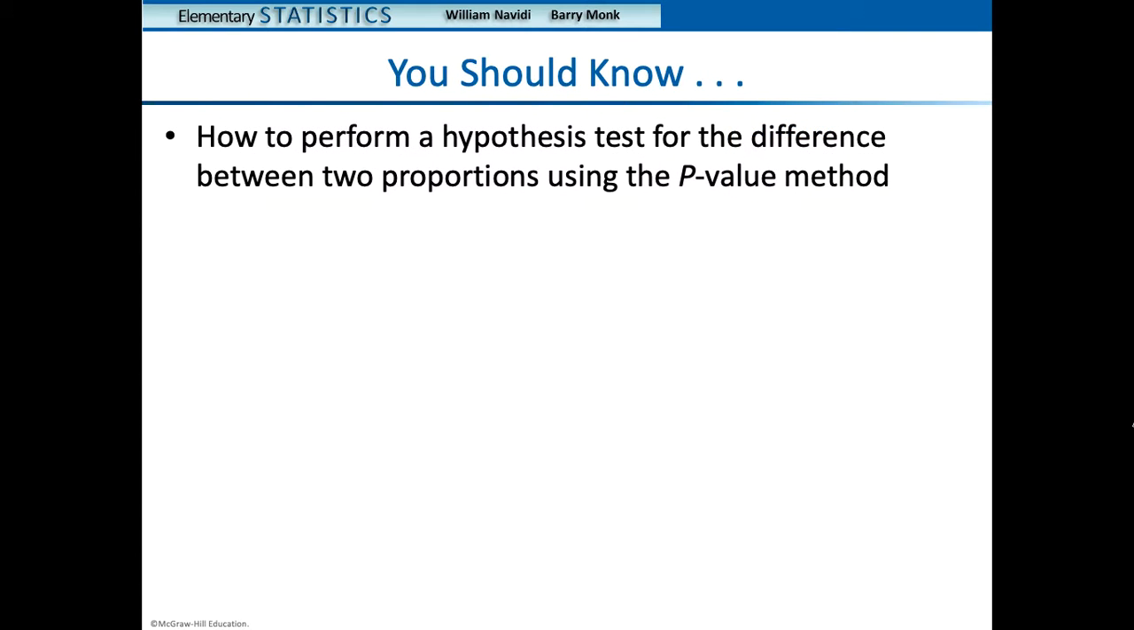So that wraps it up for this section. We've looked at how to perform a hypothesis test for the difference between two proportions using the p-value method.